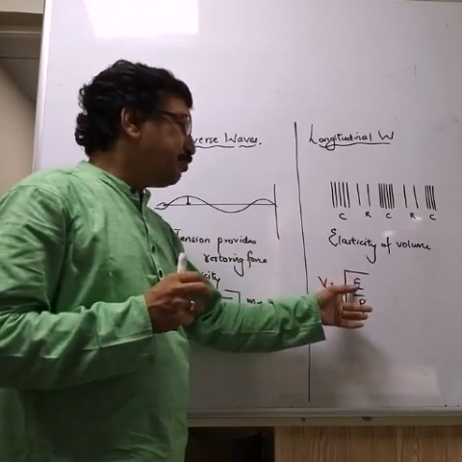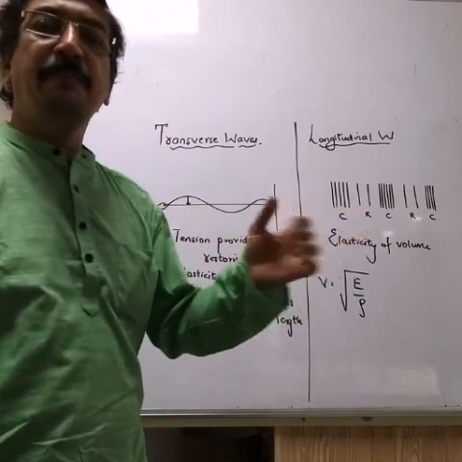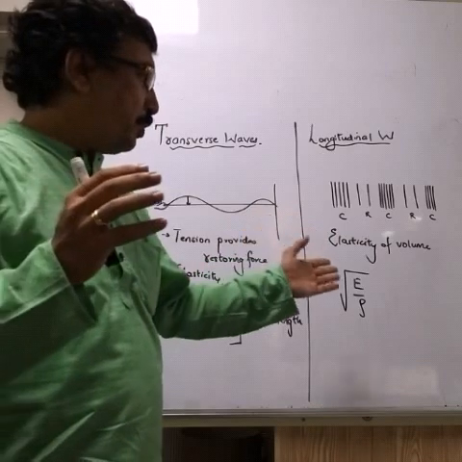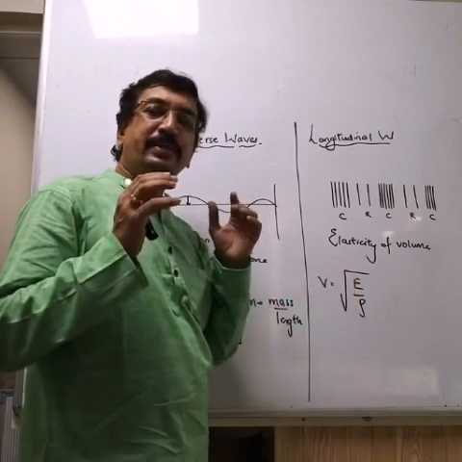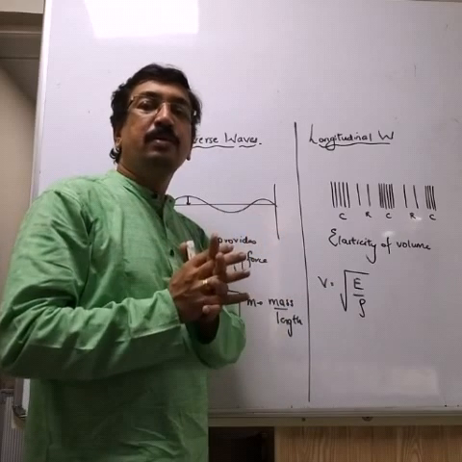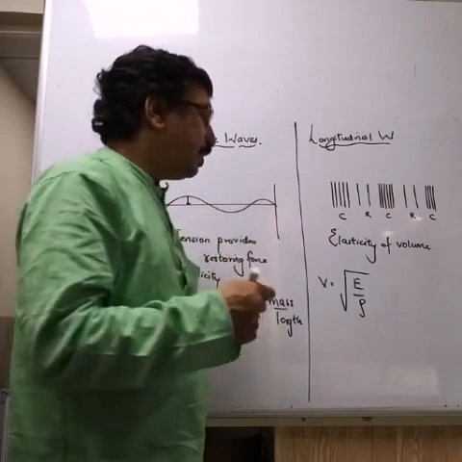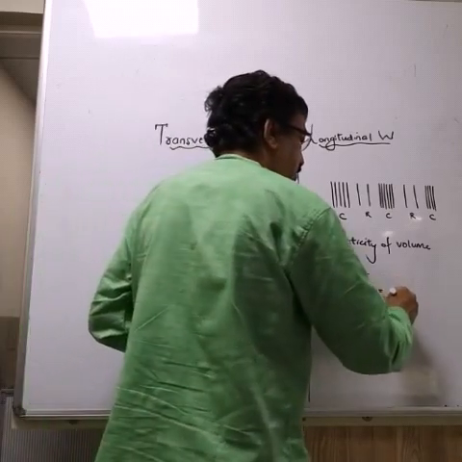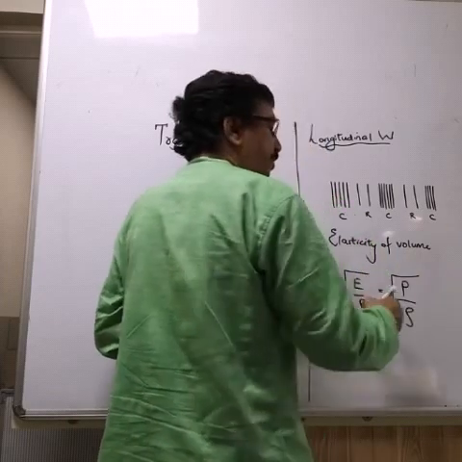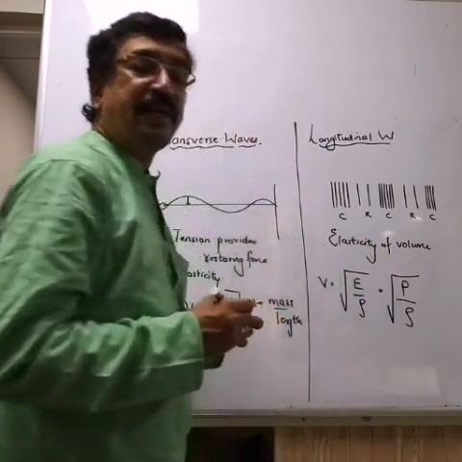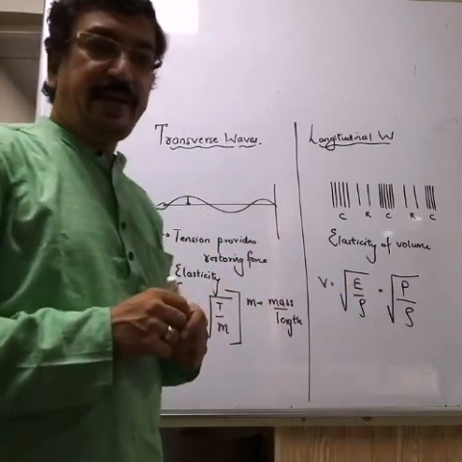Now the elasticity of the medium also depends on the pressure of the medium. When you talk about air, the bulk elastic modulus depends on the pressure of air, and so the same formula can also be written as P upon rho. P stands for pressure at NTP, normal temperature and pressure, and rho is the density of air.